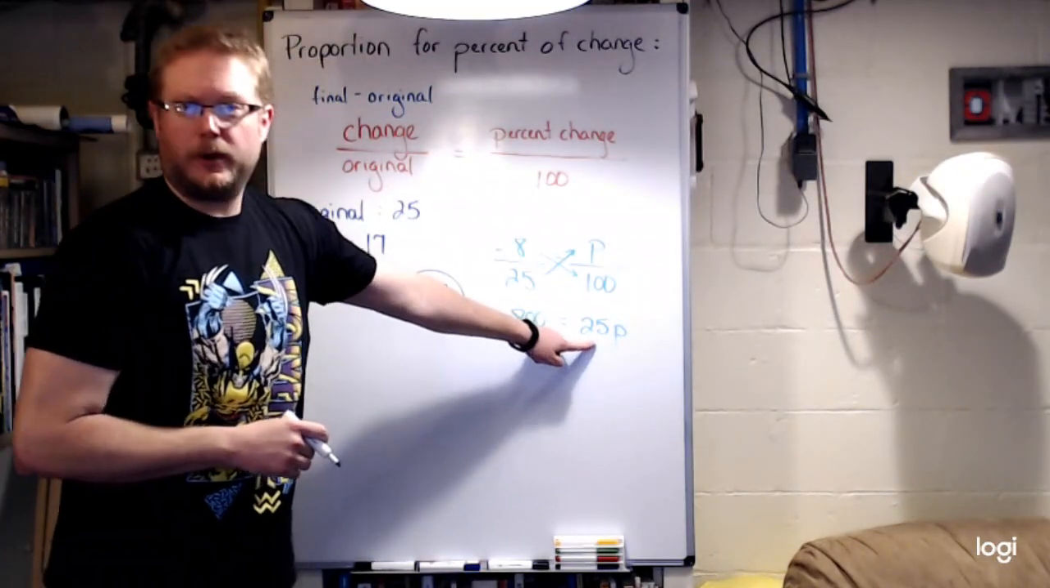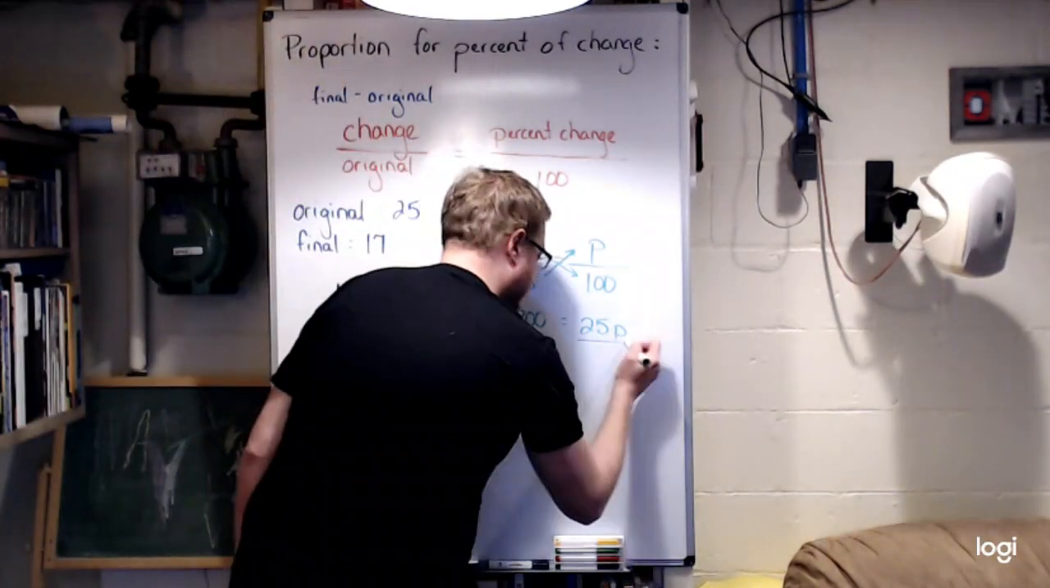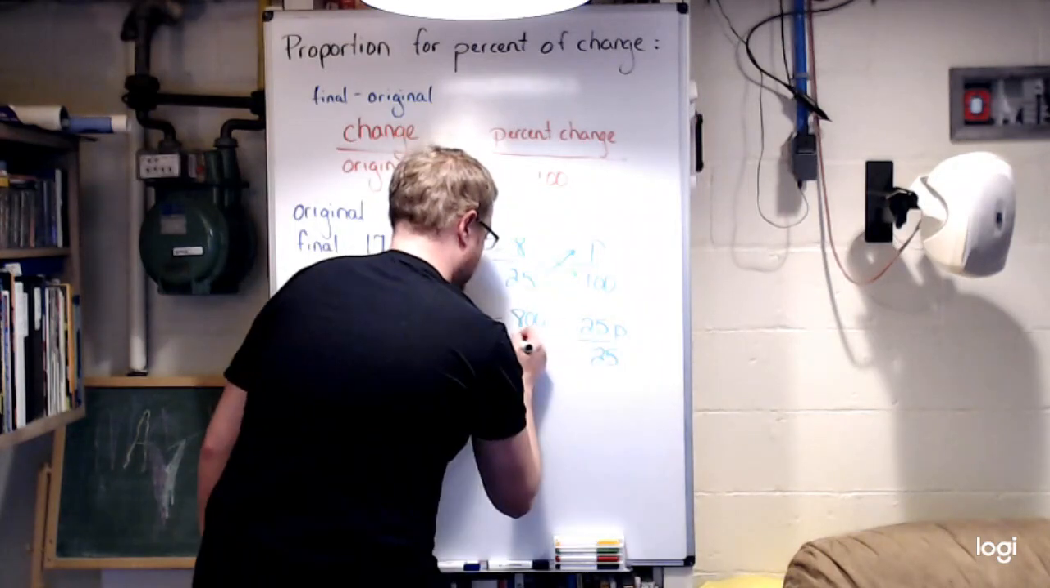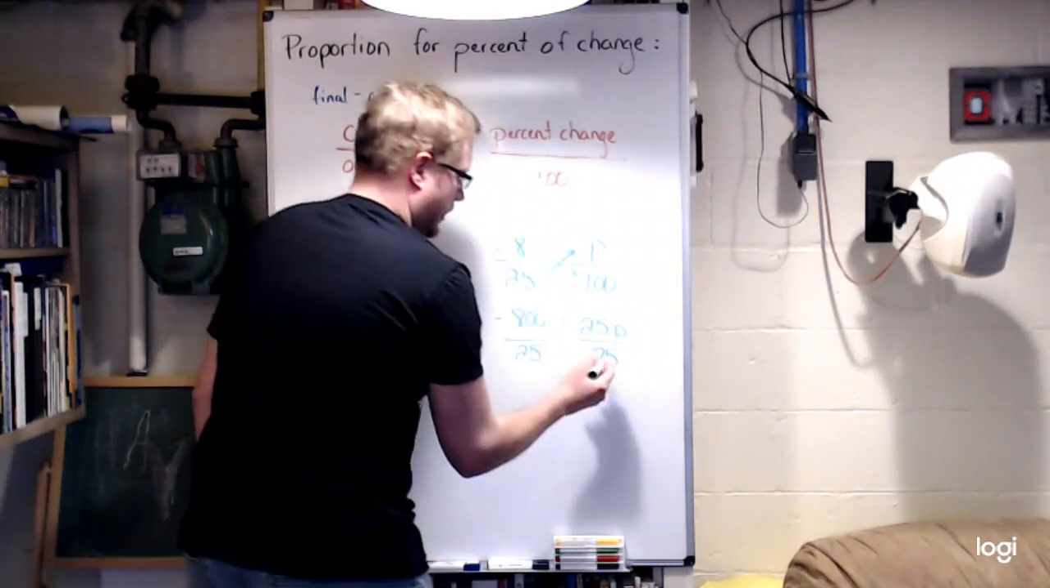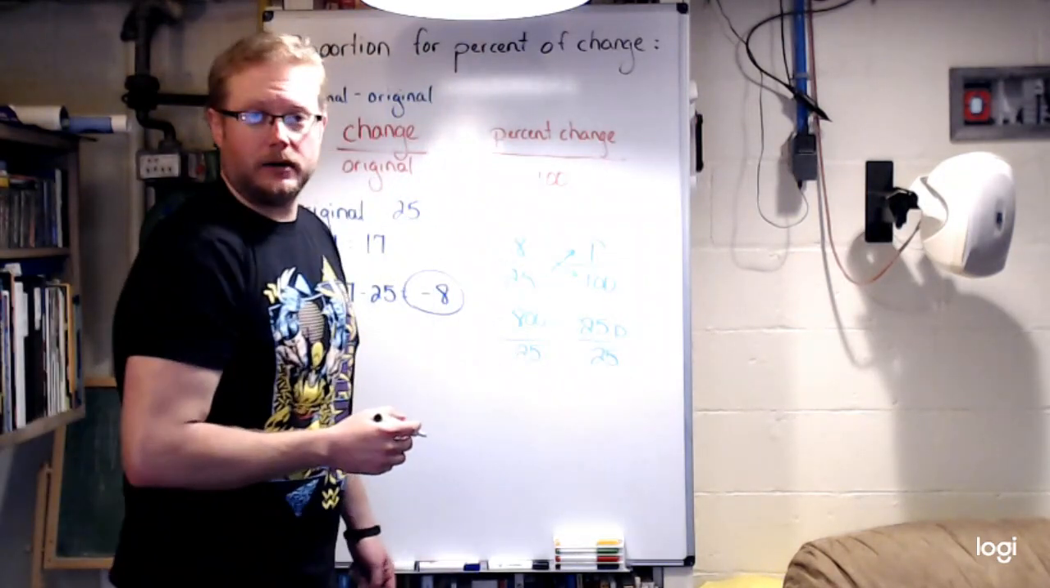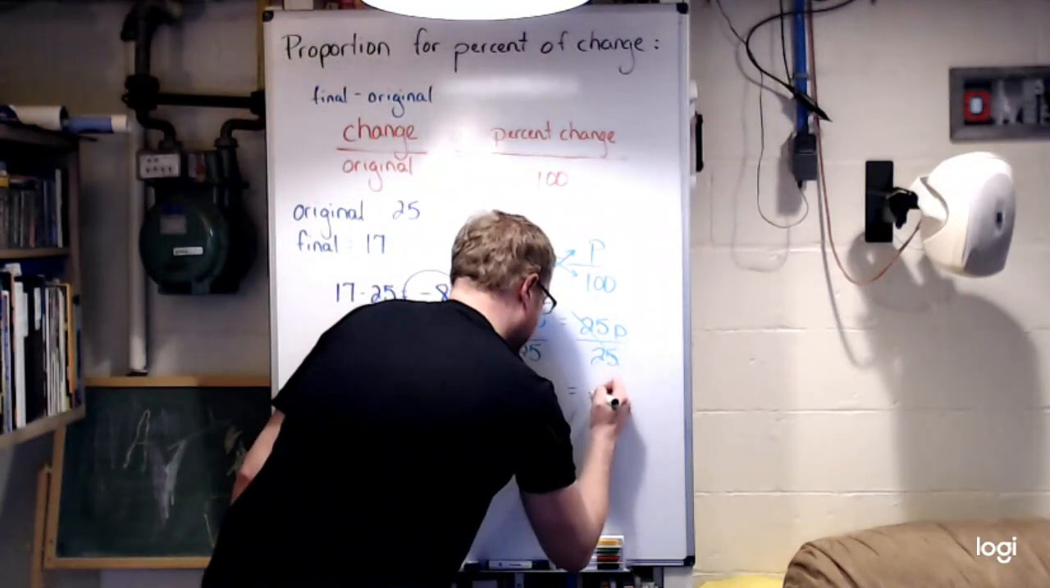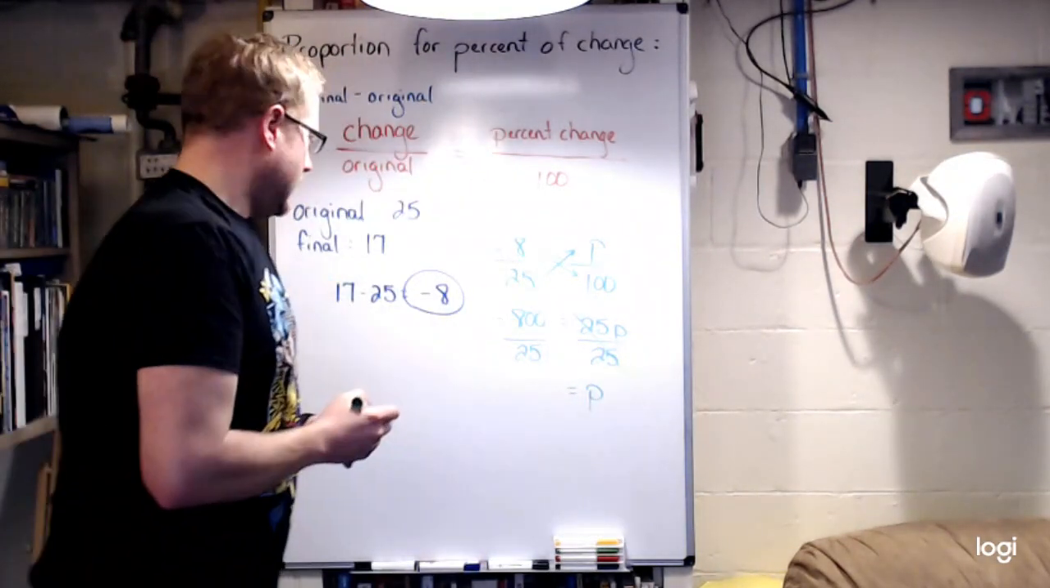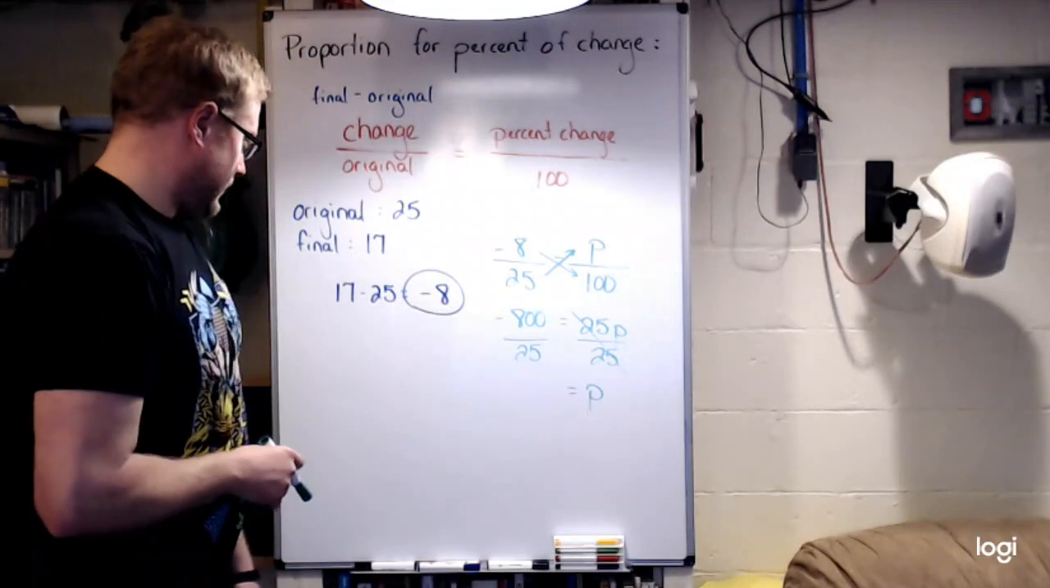Divide both sides by 25. The 25s cancel out here. We're left with P. And let's see, what is 800 divided by 25?